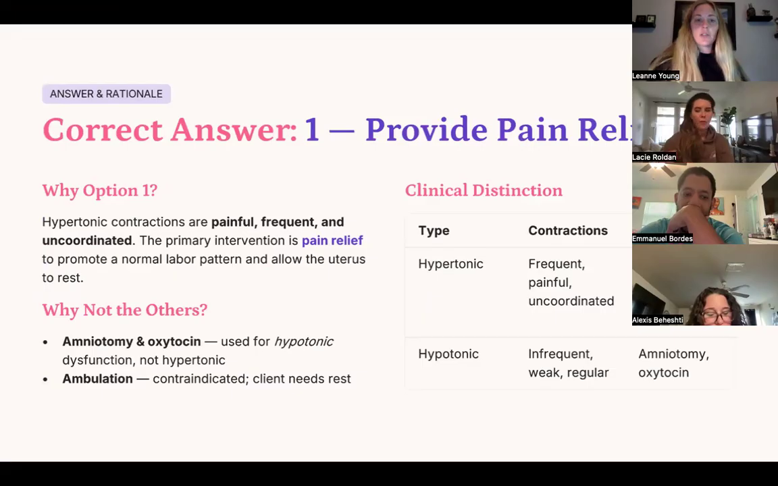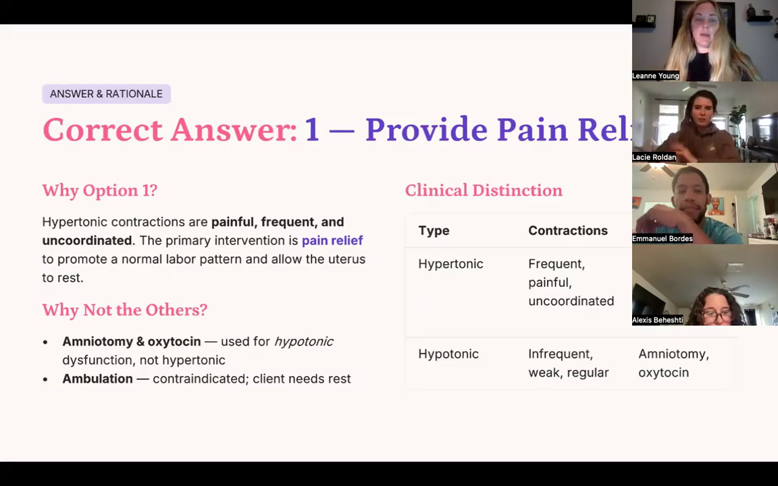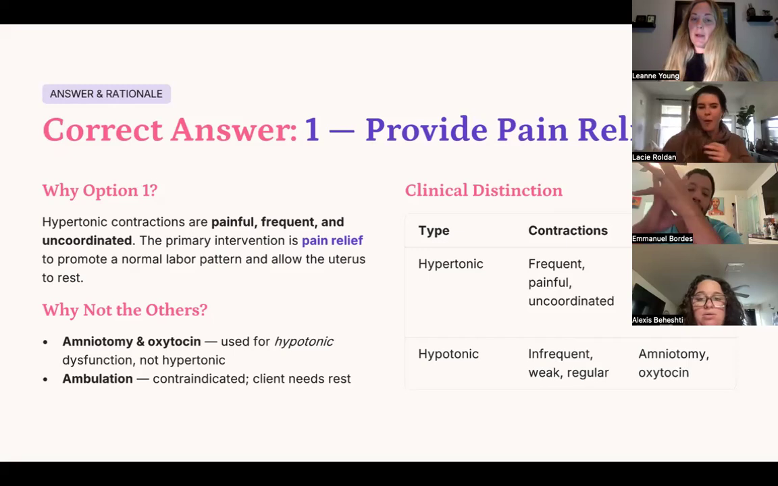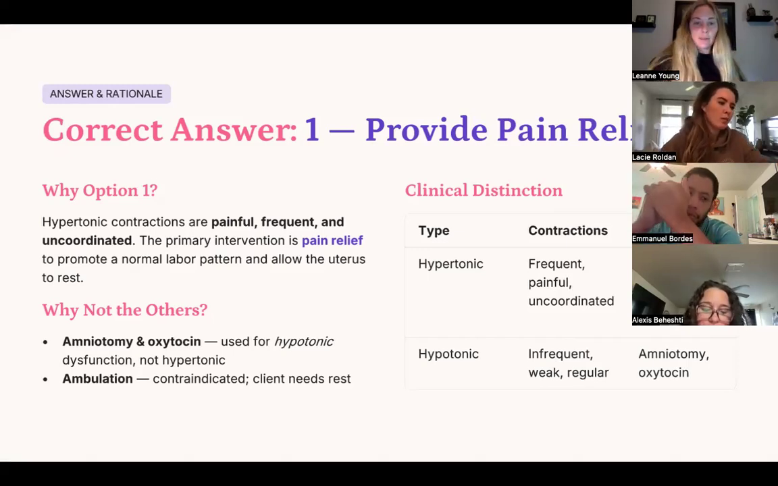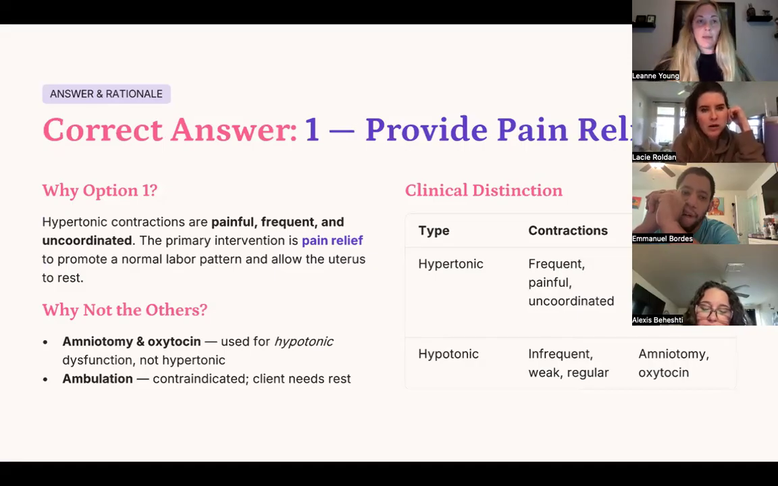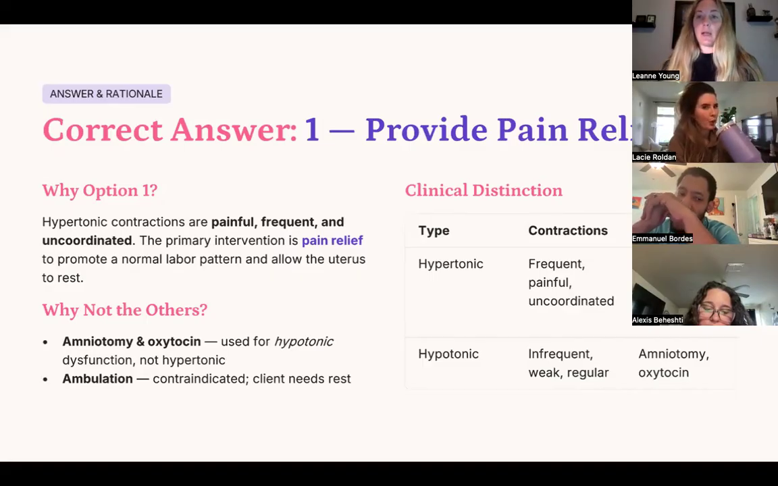So hypertonic contractions are painful, frequent, and uncoordinated. The primary intervention is pain relief to promote a normal labor pattern and allow the uterus to rest. So amniotomy and oxytocin are going to be used for hypotonic dysfunction, not hypertonic. Those are things that we're going to implement if we want to have more contractions. Ambulation would be contraindicated because we want our patient to rest. Okay, so we want to make them comfortable and provide some pain relief to allow some rest and allow this uterus to recover.